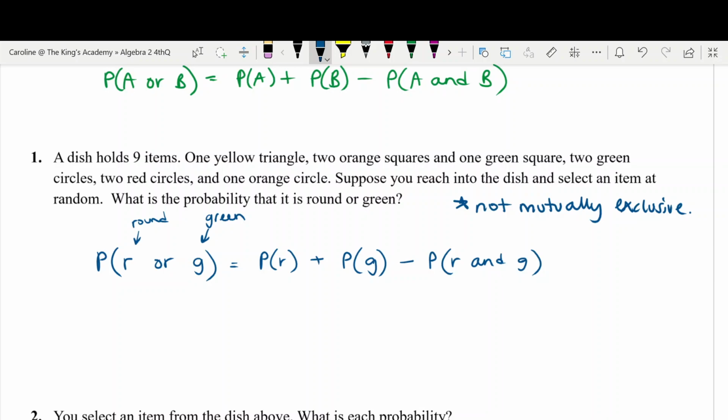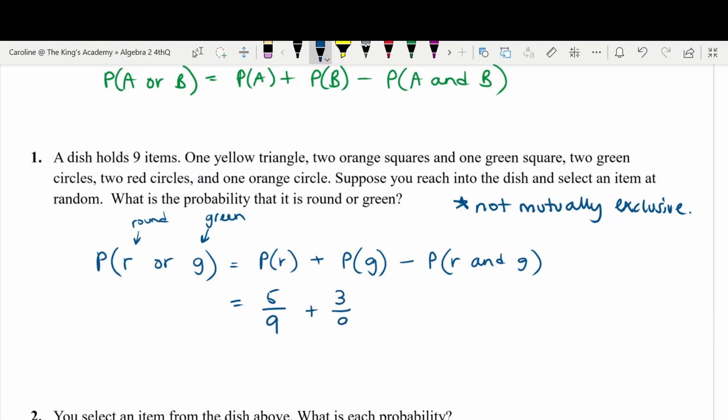Does that make sense so far? So now I have to go back and I'm picturing this little dish and I have to imagine I'm counting up the items that are round. How many round ones are there? 5. So the probability of getting a round item is 5 out of 9, because probability is desired outcome over total, 5 over 9. How many are green?